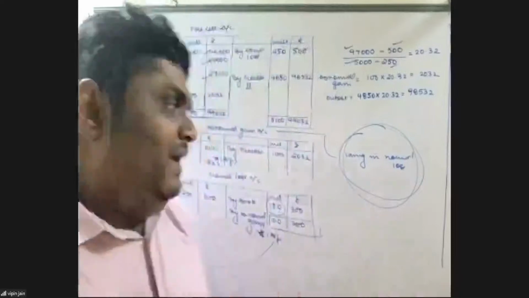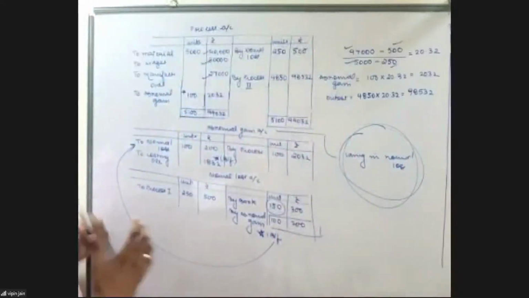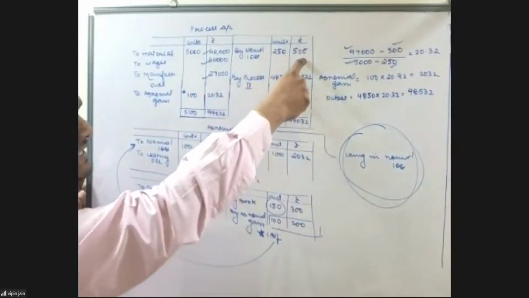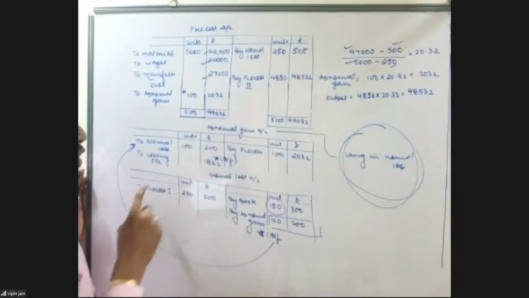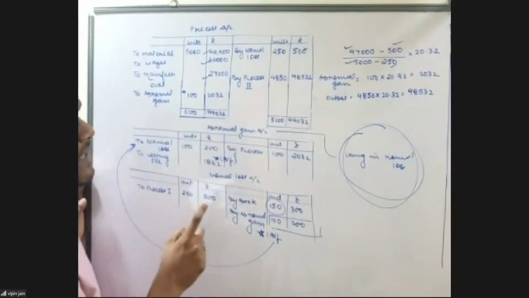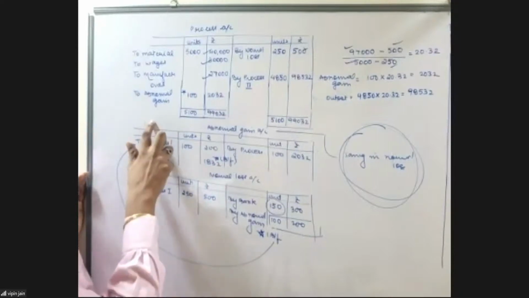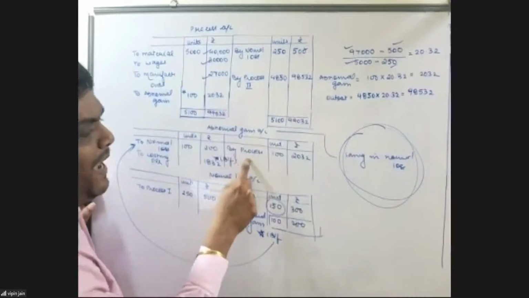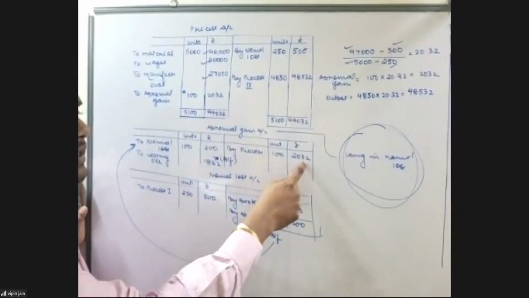So Arunima, repeating it again for you. Dear, herein there is a normal loss of 250 units and the value is 500. So to process first account, 250 and 500. When talking about abnormal gain, it is 102.03. So by process account, 102.032.